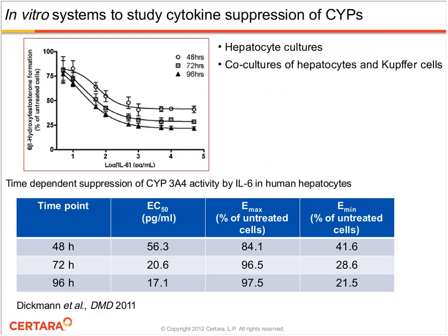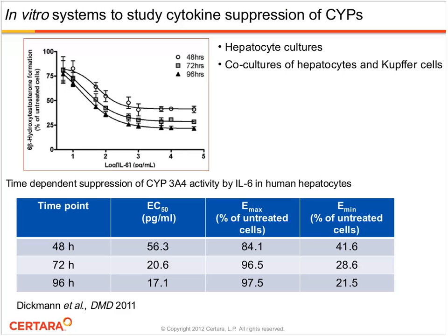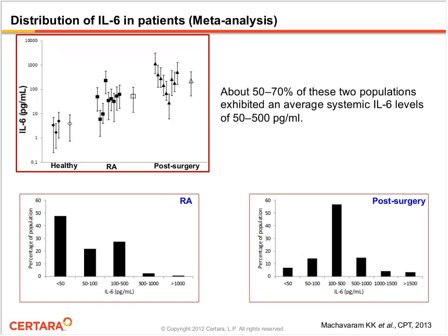We can see in vitro, this is a study that was done to look at the cytokine suppression of CYP enzymes. On this axis here, we've got the 6-beta hydroxytestosterone formation, and here we've got increasing levels of IL-6. You can see quite clearly that as you increase these levels, you do get a reduction in the CYP3A4 activity. And similarly, this is showing the IL-6 levels in healthy volunteers, rheumatoid arthritis, and also post-surgery. You can see that these values are very high. And if we look back to the previous slide where I showed you the dose-dependent relationship with the IL-6 concentrations, you can certainly see that the values that we're attaining in the clinic are much, much higher than these, and therefore we certainly do expect a reduction in the CYP3A4 activity. Again, this is just showing the percentage of the population with this range of values and also post-surgery here.